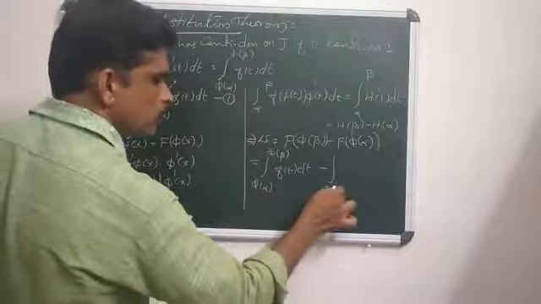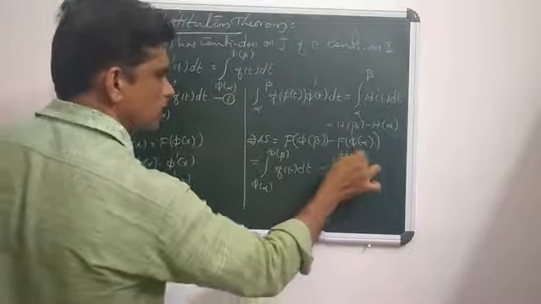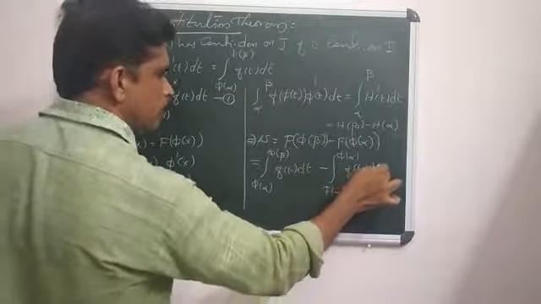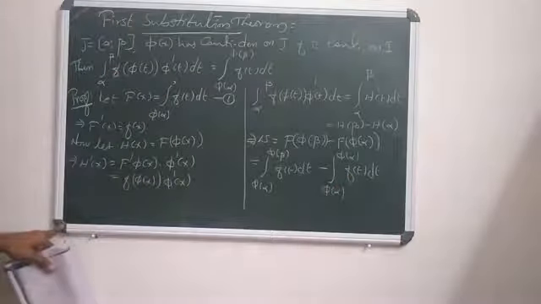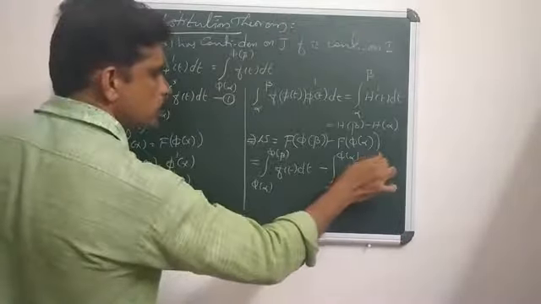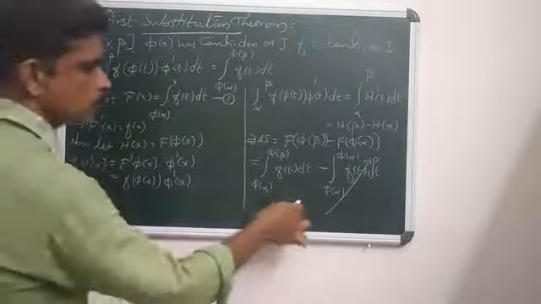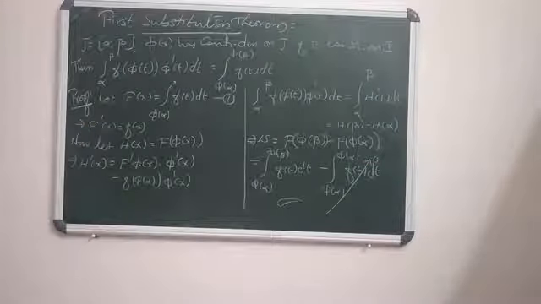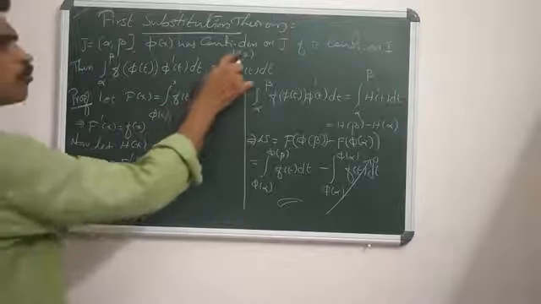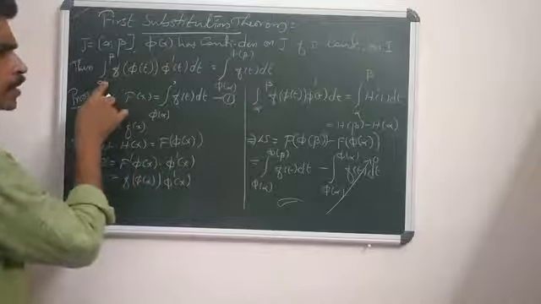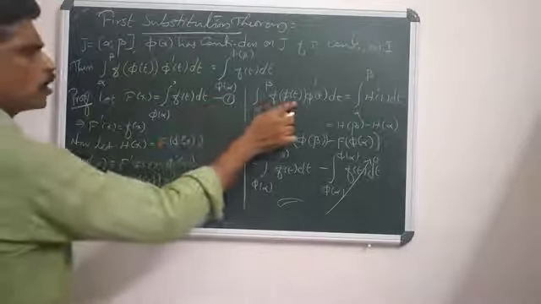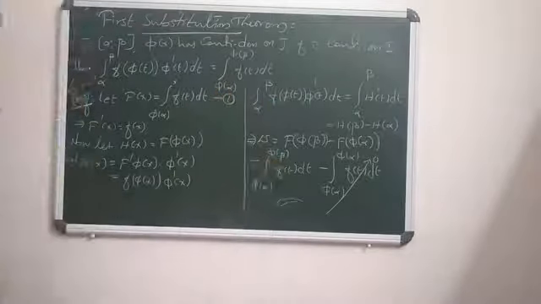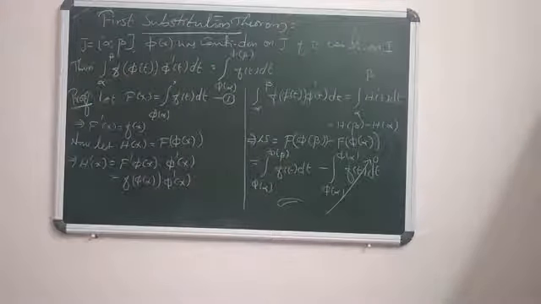What is F of phi alpha? That is the integral from phi alpha to phi alpha of f of t dt. What is the integral from a to a of f of x dx? It is equal to 0. So what remains equals the integral from phi alpha to phi beta of f of t dt. That is what we require. The integral from phi alpha to phi beta of f of t dt is nothing but the integral from alpha to beta of f of phi of t phi dash t dt. So this is the first substitution theorem. Agreed? Okay.